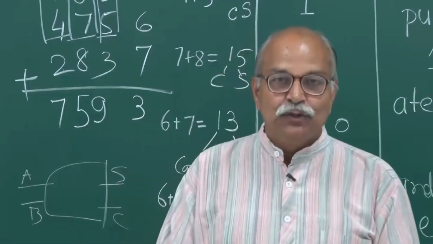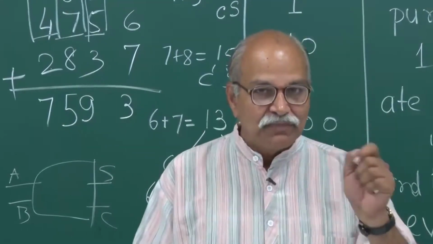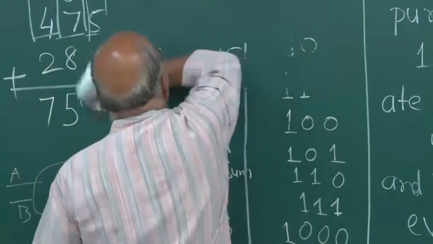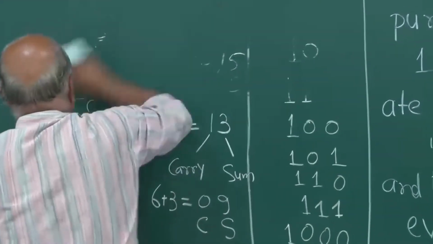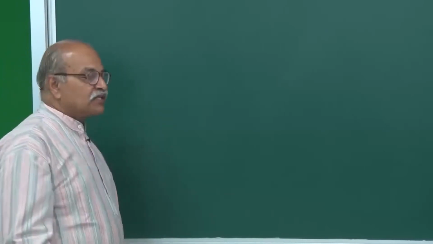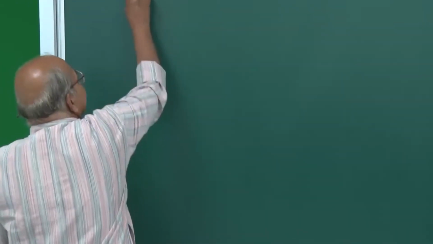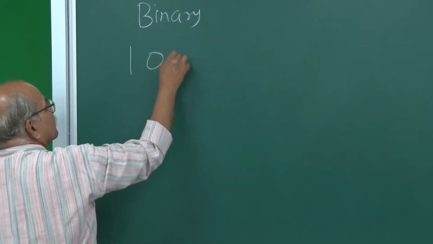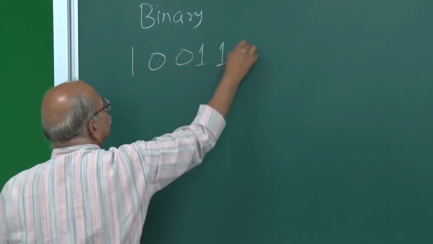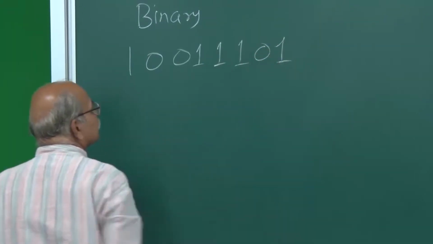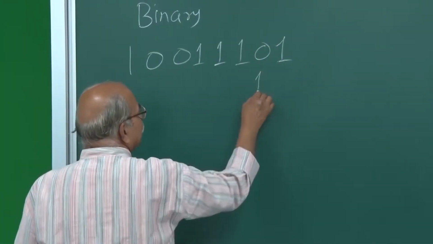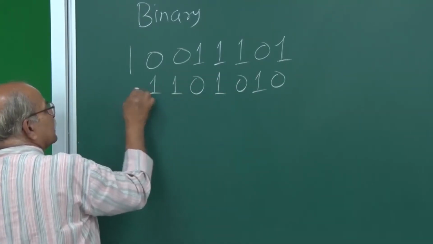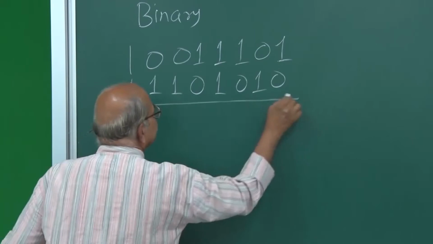So let me do an addition of two numbers written in the binary system. Let us take two numbers in the binary system. So I have two numbers, let's say 1 0 0 1 1 1 0 1, and the next number could be 1 0 0 1 0 1 1 1, like that, and we have to add.